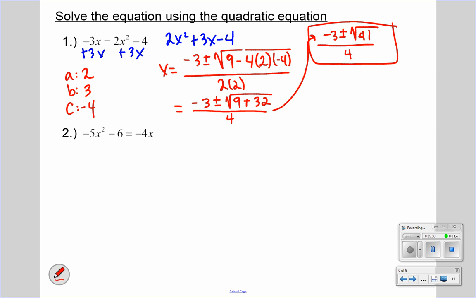Okay, this next one here, I'm going to add the 4x to both sides.